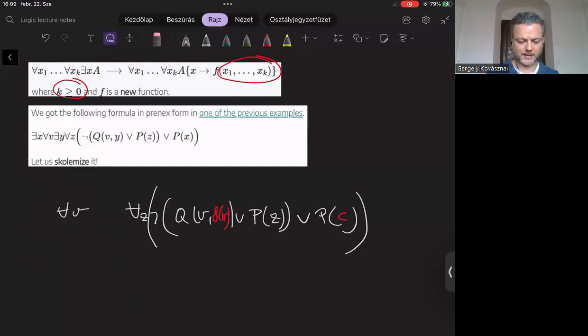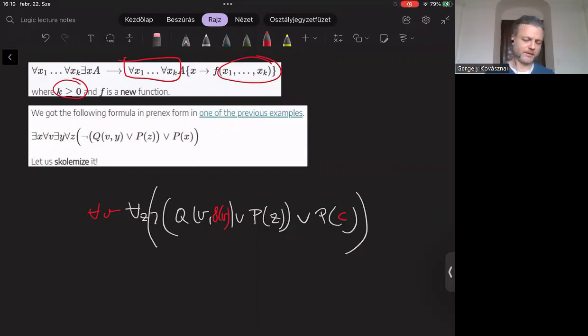So basically, at the end, I get such a formula with only universal quantifiers at the beginning. And actually, this is the goal of Skolemization. As you can see, we want to keep only the universal quantifiers. Okay, so this is the result, but I have something else to tell you, because as you can see, the result highly depends on the order of the quantifiers.